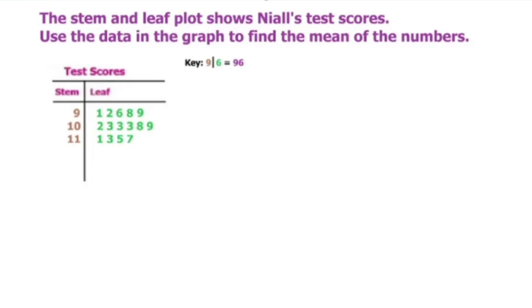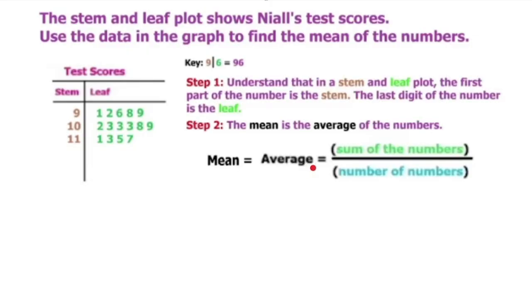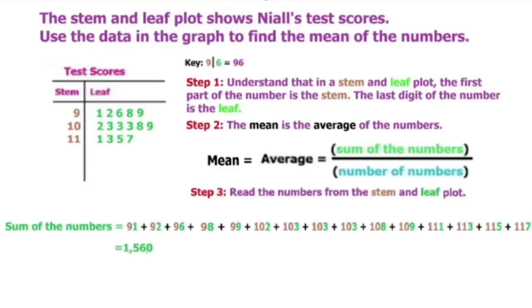So now we could find the mean. The mean is the average of the numbers. The mean is the same as the average, which equals the sum of all the numbers divided by the number of numbers. So we can read the numbers from the stem and leaf plot, and let's put them all in order, okay? And I'll go through each one with you.